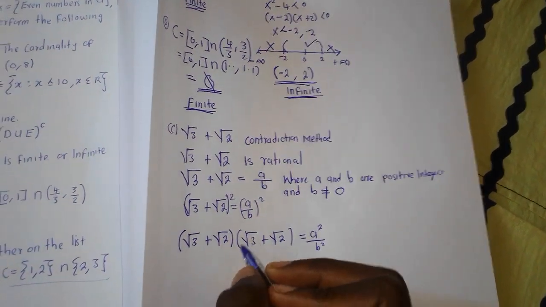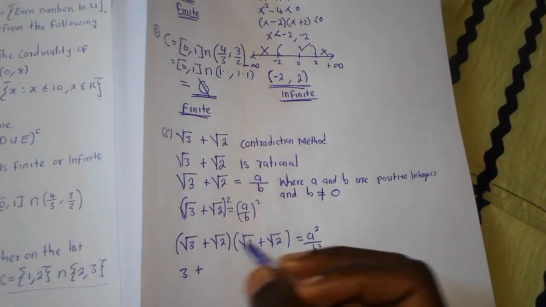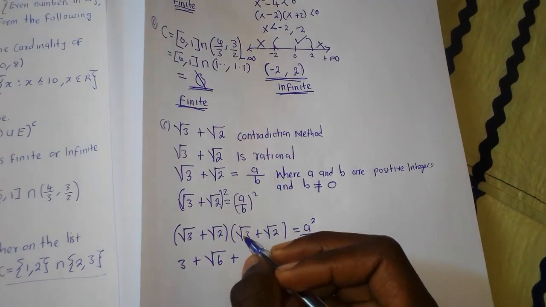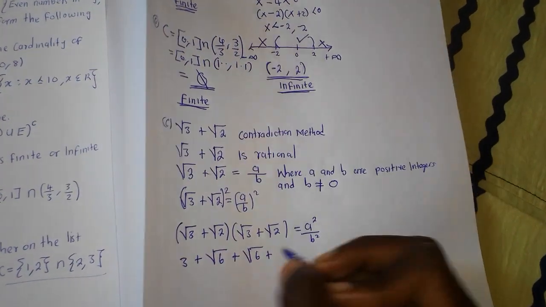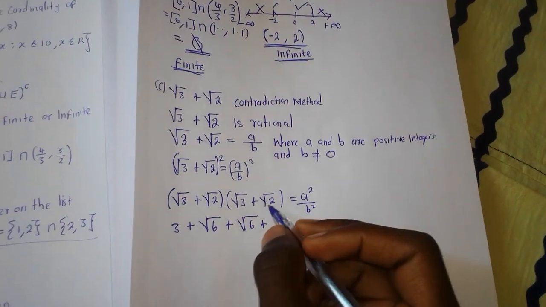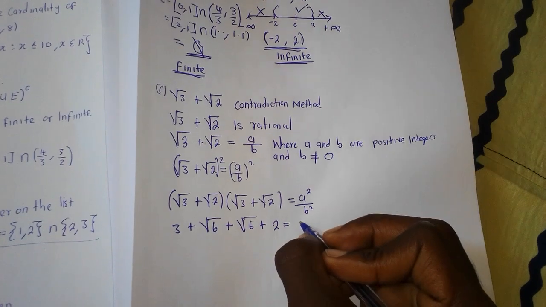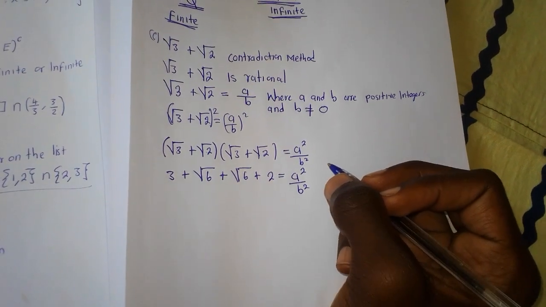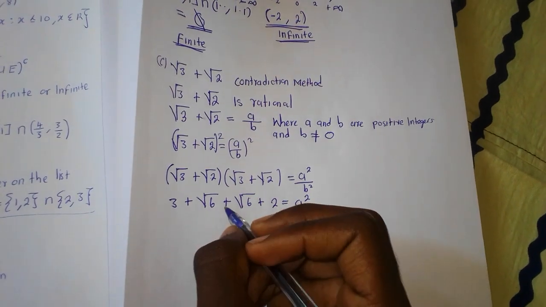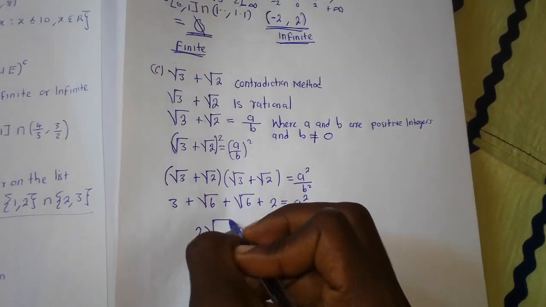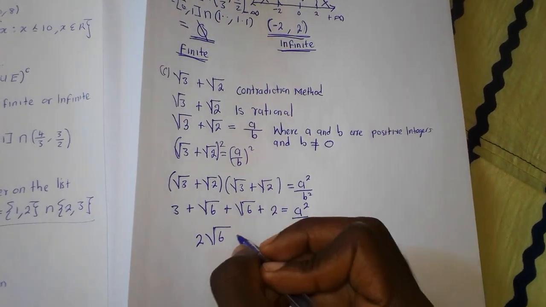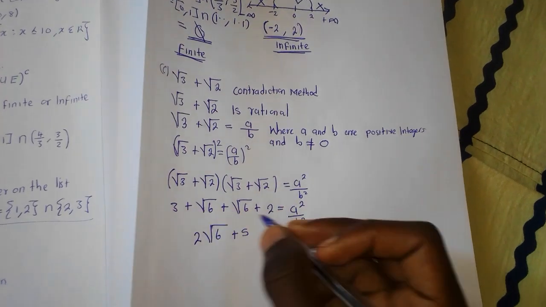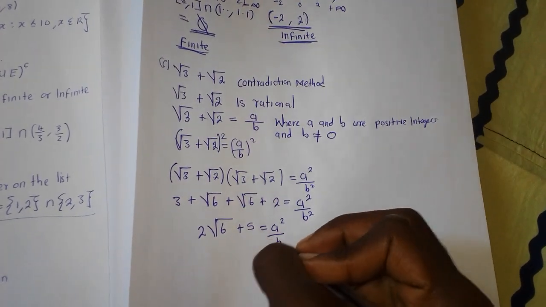Now, root of 3 multiplied by root of 3 is 3, plus root of 3 multiplied by root of 2, it is root of 6. So you know this by now. Plus root of 2 multiplied by root of 3 is root of 6. Plus root of 2 multiplied by root of 2 is going to be 2. And this is going to be a to the power 2 over b to the power 2. Okay, so now this is going to be 2 root of 6 plus 5, because 3 plus 2 is 5. Then equal to a squared over b squared.